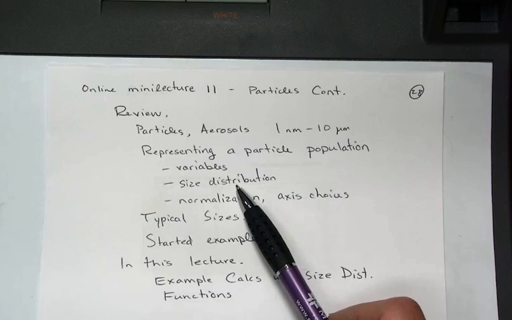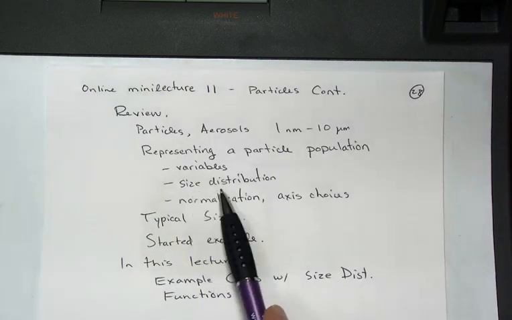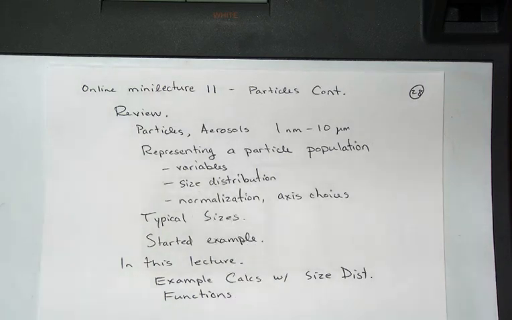Size of particles is almost always going to be one of the variables of interest, but so are shape, chemistry, reactivity, optical properties, and whether there's any living material, DNA, or other biological material in there. It can be all kinds of variables of interest. When you describe the size distribution, you have some choices to make about normalization and axis choices.